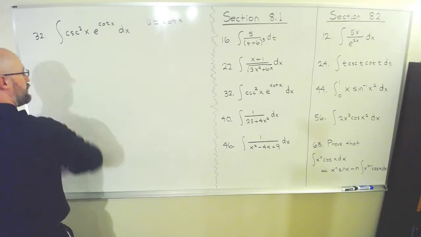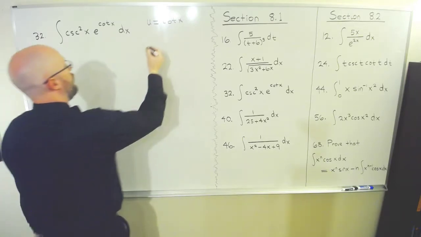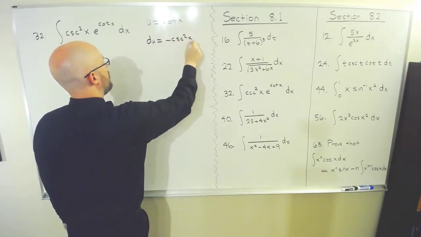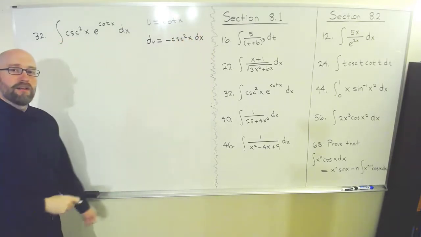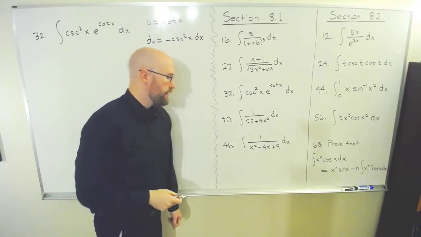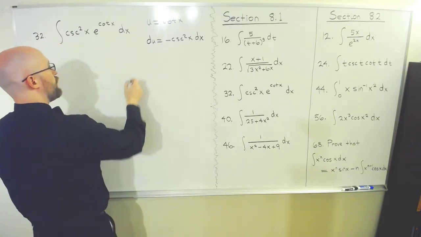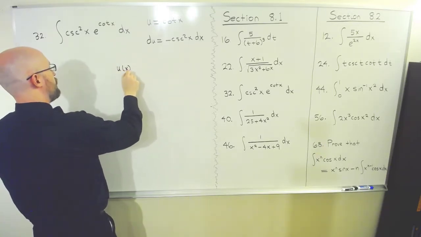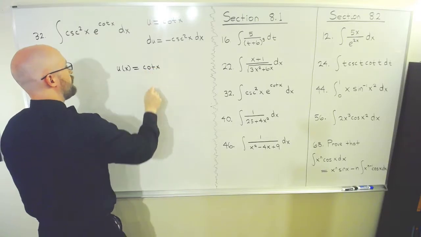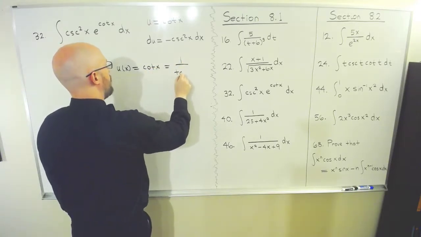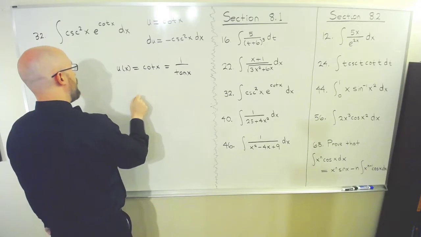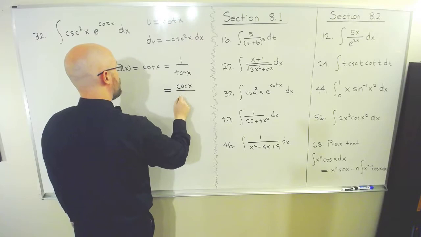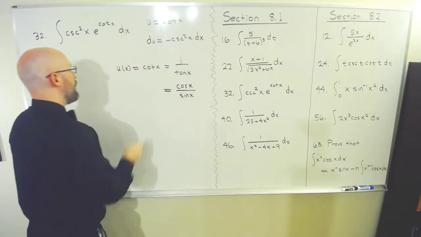So what happens? Well, I choose u equals cotangent x. Now du then is going to be minus cosecant squared x dx. That you may not remember. It's a derivative of a trigonometric function. If you didn't remember it, you could work it out easily as follows. I write u of x equals cotangent x. What is cotangent? It's 1 over tangent x. Tangent x is sine over cosine, so another way you can write this is cosine x over sine x, and then you could differentiate it.